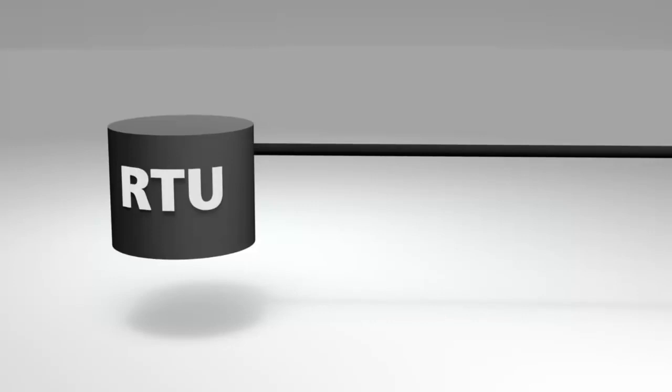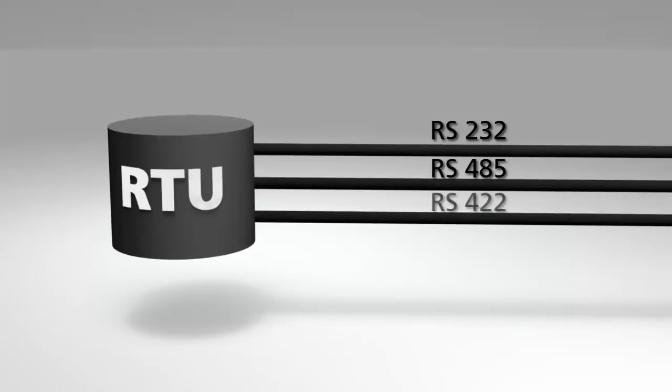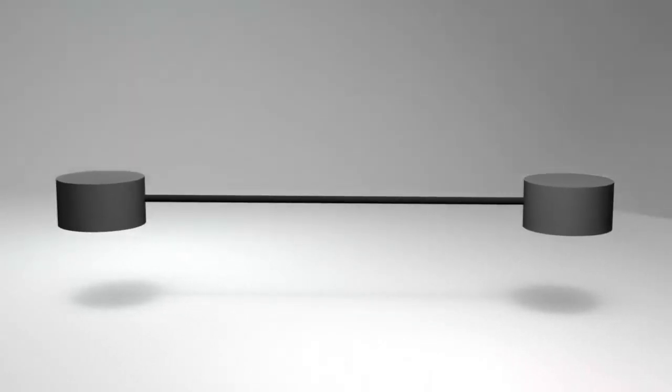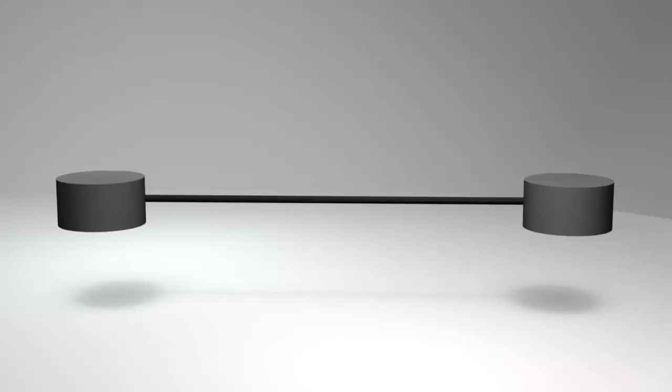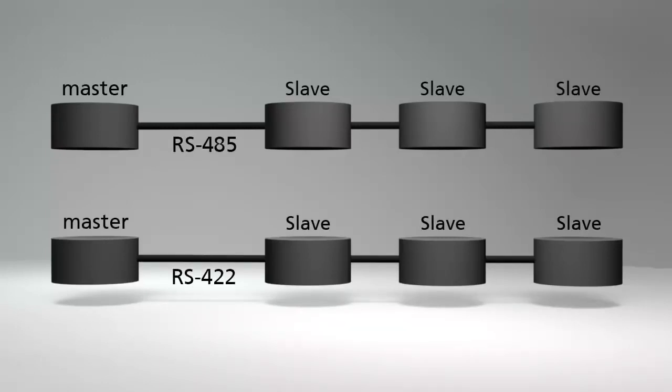Modbus RTU devices typically use one of three electrical interfaces: RS232, RS485, and RS422. RS232 is a simple point-to-point arrangement. If you only need to connect one device to another, and the distance between the two devices is less than 50 feet or 15 meters, then RS232 will do the job. To connect more than two devices on the same line, and or have a distance of greater than 50 feet, you should use RS485 or RS422.